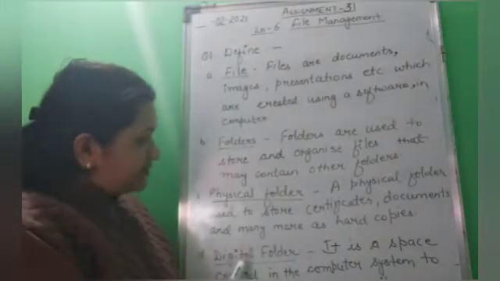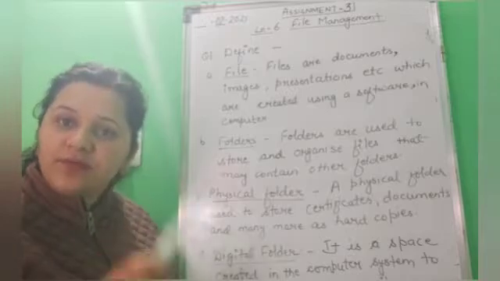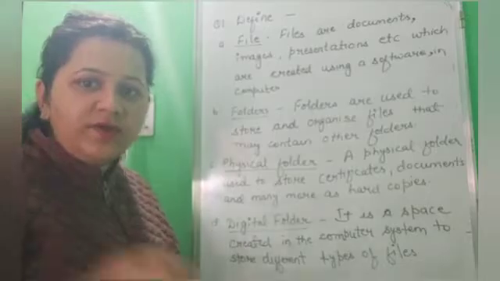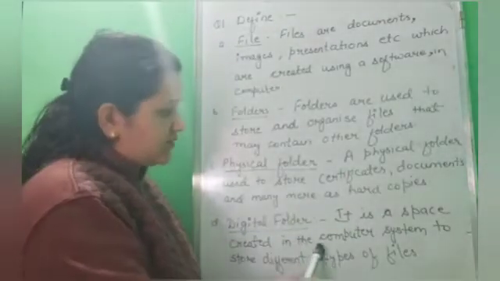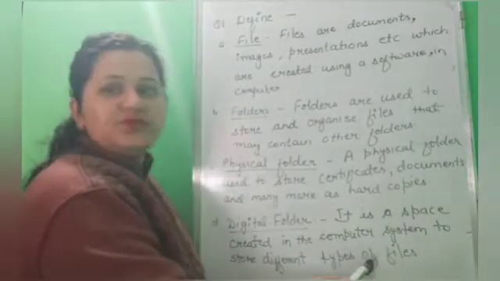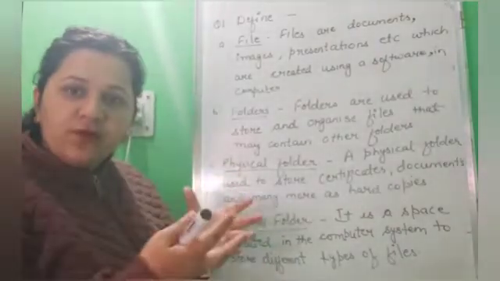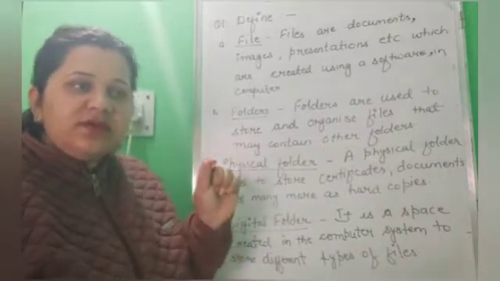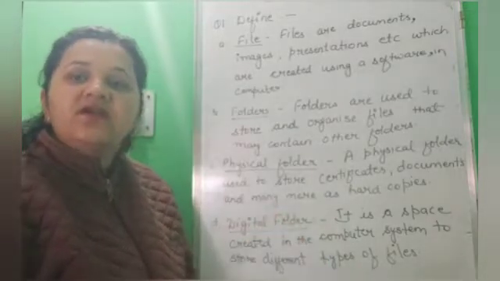Now digital folders are what? Digital folders are the folders which are in the computer system. Okay, like see, what is the definition of digital folder? Digital folder, it is a space created in the computer system to store different types of files. Now physical, like the folder which we can hold in our hand, and digital folder means the folders which are present inside the computer system, and these are the spaces in which various files are stored.